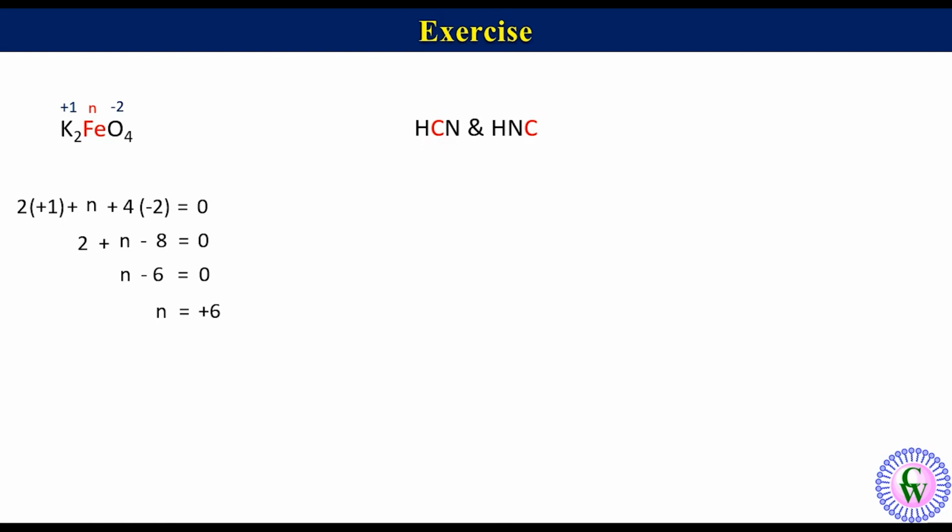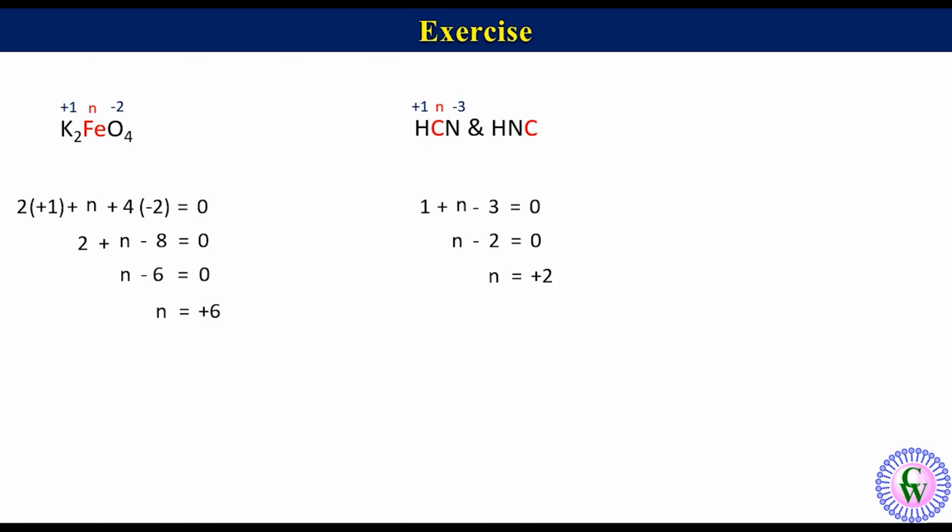Calculation of oxidation number of carbon in HCN and HNC. We know that the oxidation number of hydrogen is plus 1. The oxidation number of nitrogen is minus 3. Suppose the oxidation number of carbon is N. Since HCN and HNC are neutral molecules, we can write 1 plus N minus 3 is equal to 0, or N minus 2 is equal to 0, or N is equal to plus 2.